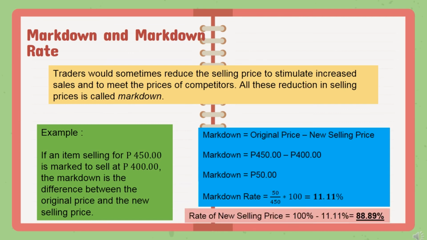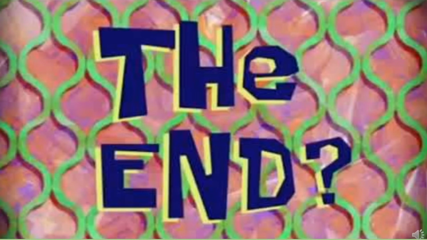To compute for the rate of your new selling price based on the original price, you will have to deduct the markdown rate from 100%, which is the base of your original price. So 100% minus 11.11% gives you 88.89%. So 88.89% is now the rate of your new selling price versus the original price. And there you have it.